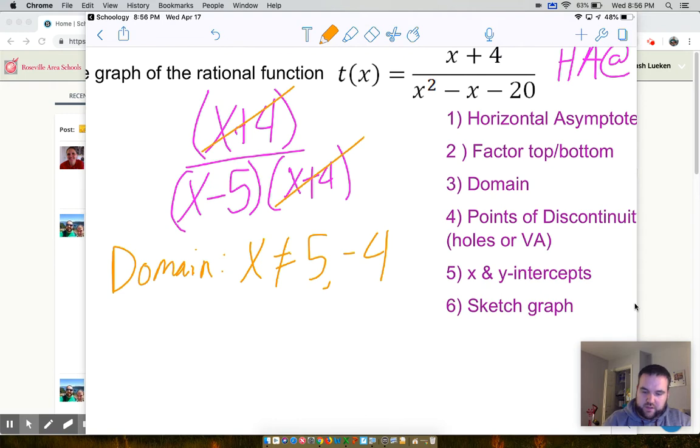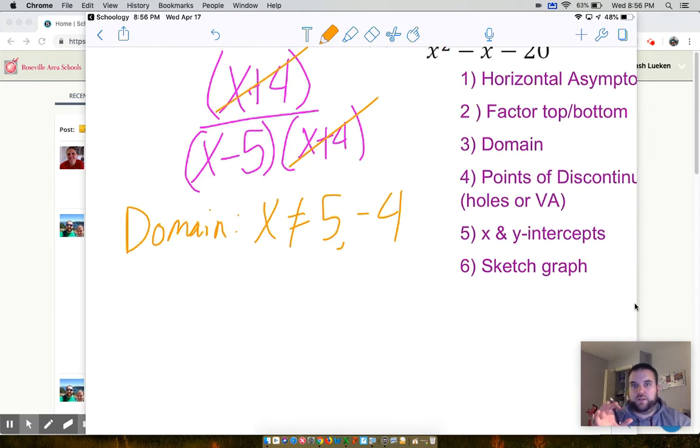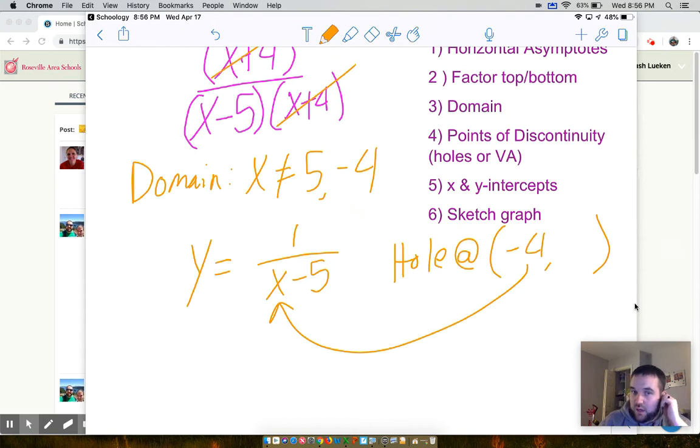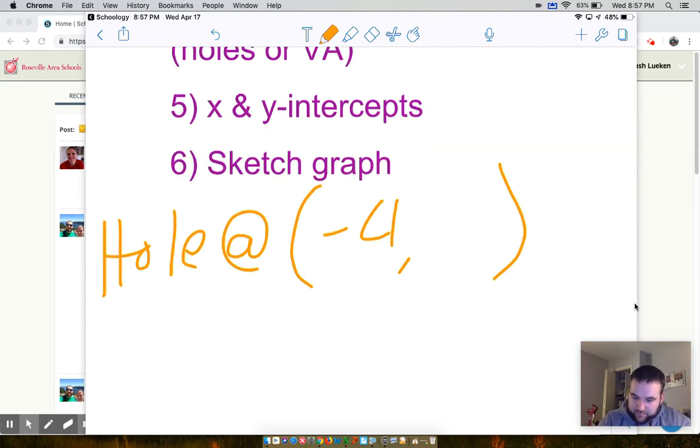So here I'm going to cross out the x plus 4 factor, and that's going to rewrite the equation as just 1 over x minus 5. Because I'm taking out the x plus 4 on top and bottom, I'm going to have a hole in the graph at negative 4 comma something. If I take negative 4 and plug that in for x, I end up with 1 over negative 9, and 1 divided by negative 9 is negative 0.11 repeating.